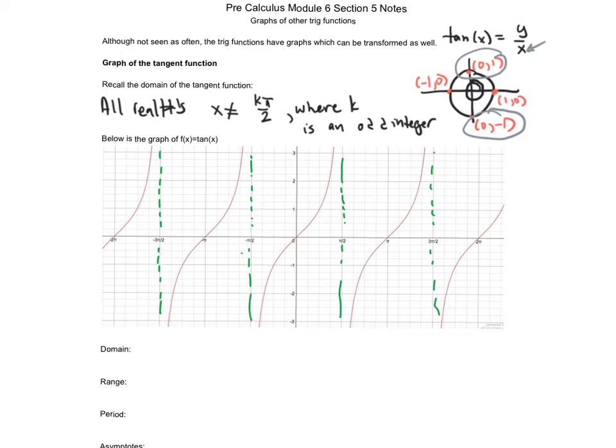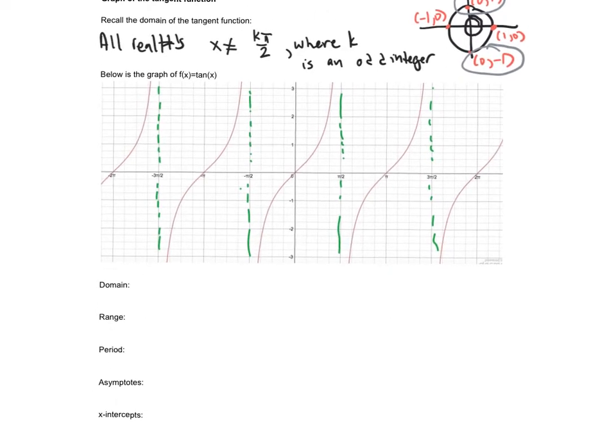So let's look at some properties of this tangent graph. The domain, like we talked about, has infinitely many breaks. So we'll say it's all real numbers, x not equal to k pi over 2, where k is an odd integer. The range: remember sine and cosine were negative 1 to 1, but in this case the range goes up and down forever. So it's all real numbers, or in interval notation, negative infinity to infinity.